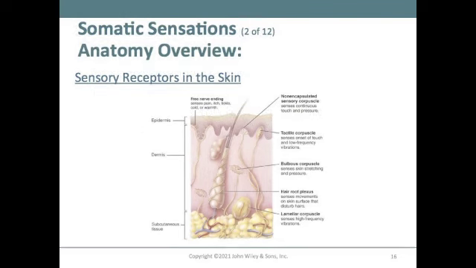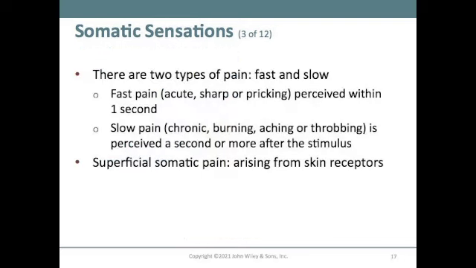And that brings us to figure 16.2 on page 574. In this cartoon, we see the structure and location of sensory receptors in the skin and subcutaneous tissue. The somatic sensations of touch, pressure, vibration, warmth, cold, and pain arise from sensory receptors in the skin, subcutaneous tissue, and mucous membranes. Moving on to the next slide, pain is indispensable for survival.